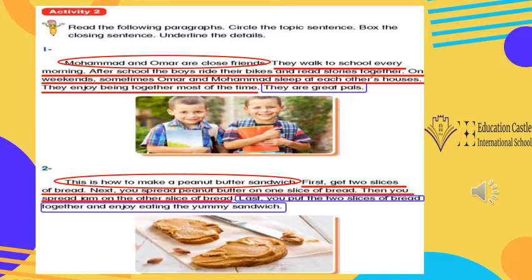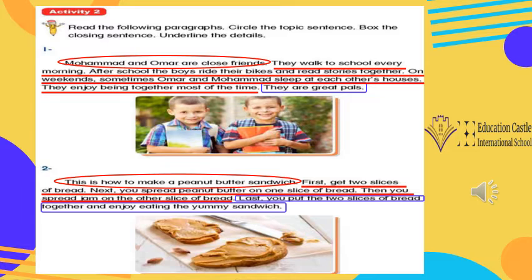Here on the page, we have two examples of paragraphs already written, and we want to say which sentence is the topic, which is the closing, and what are the details. So in the first example, we have: Muhammad and Omar are close friends. They walk to school every morning. After school, the boys ride their bikes and read stories together. On weekends, sometimes Omar and Muhammad sleep at each other's houses. They enjoy being together most of the time. At last, they are great pals.